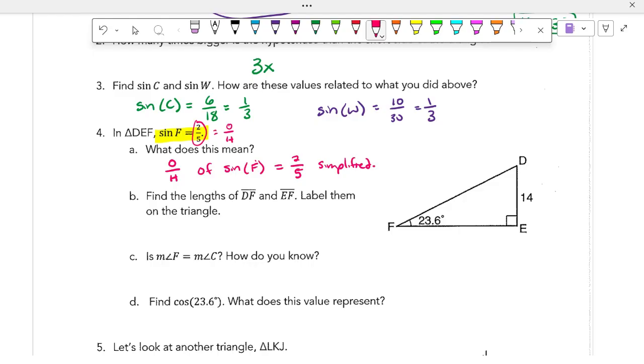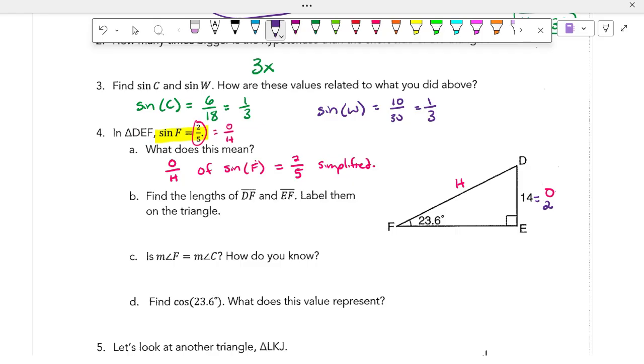So let's look at them. All right. So here's angle F. That's our reference angle. So that means 14 would have to be what side? Opposite. What side is our hypotenuse? FD. All right. Now, like Claire said, that also means that 14 should simplify down to 2.